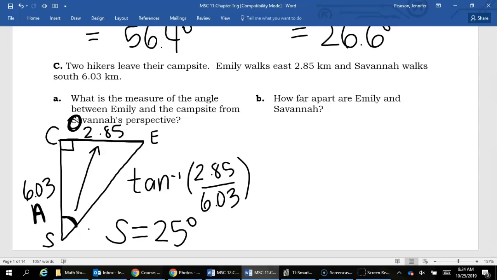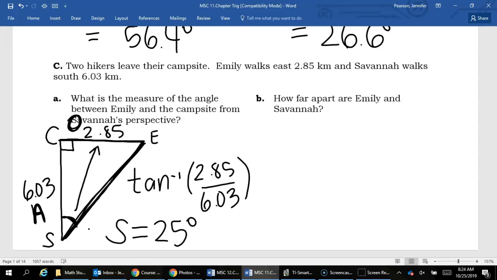Letter B, how far apart are Savannah and Emily? So now we're not talking about an angle anymore. We're talking about how long is this side. And we have a couple different options for calculating this side length. We could go back to Pythagorean theorem, but I want to practice the solving for sides method from 11.2 instead.